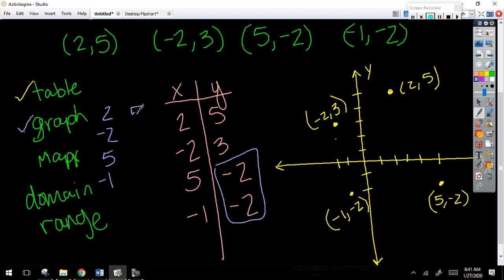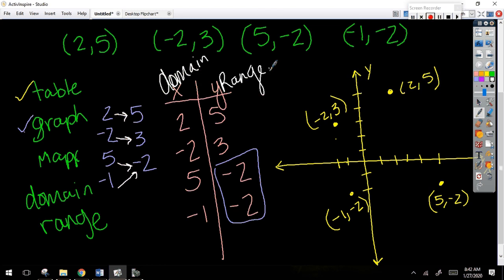So what I want to do is I'm not going to repeat anything on the Y side. I'm just going to write negative 2 once and come over here and say, okay, well, 2 goes with 5. Negative 2 goes with 3. 5 goes with negative 2, but also negative 1 goes with negative 2, okay? So it's basically a table. We're just not repeating any Y's when we map. And domain and range, I would literally come to my table and say, okay, this is the domain, this is the range. Does that make sense to everybody?